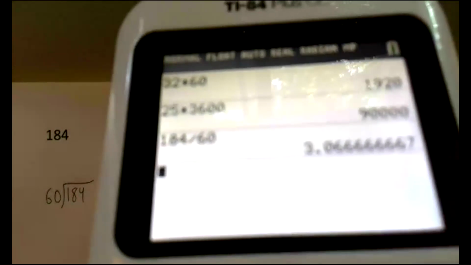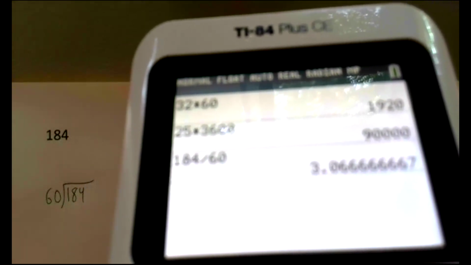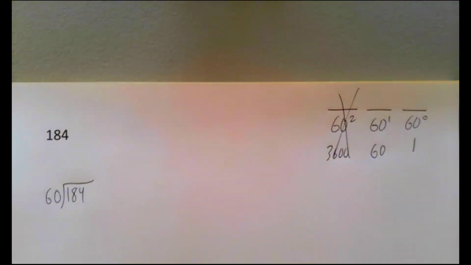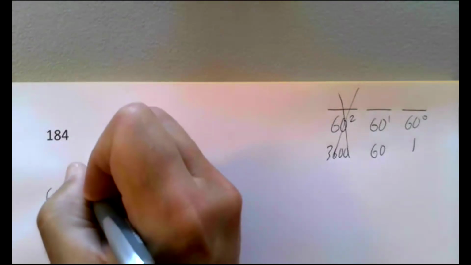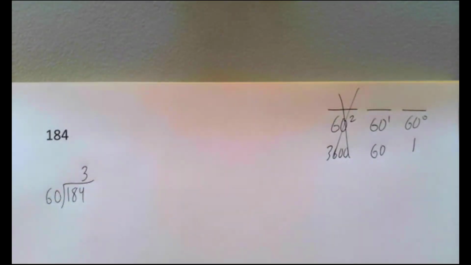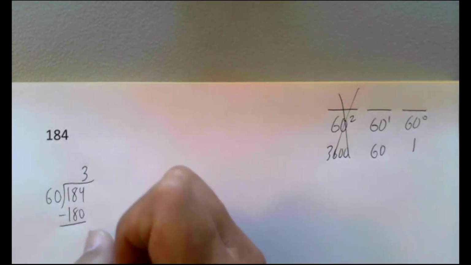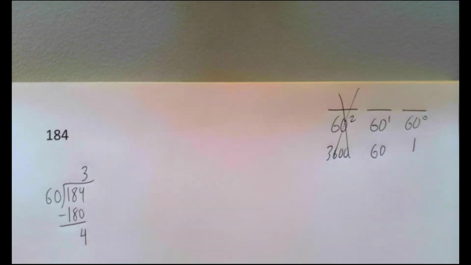When I do 184 divided by 60, that's 3 point something. So just take the 3, ignore the decimal part, and then multiply 3 times 60. 3 times 60 is 180, and then the way we do that is we subtract and we get a 4 right there.